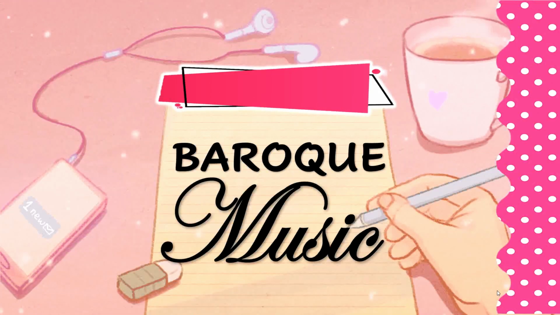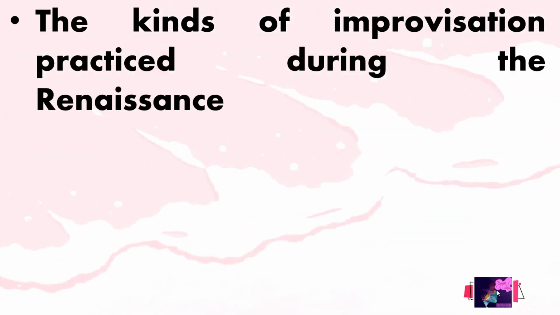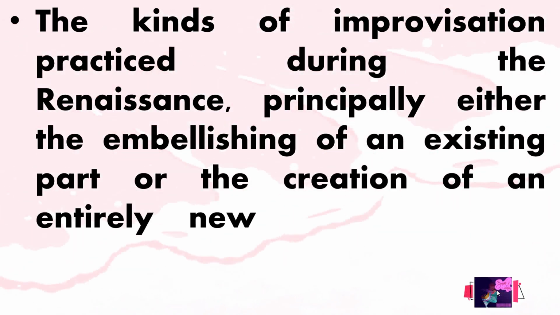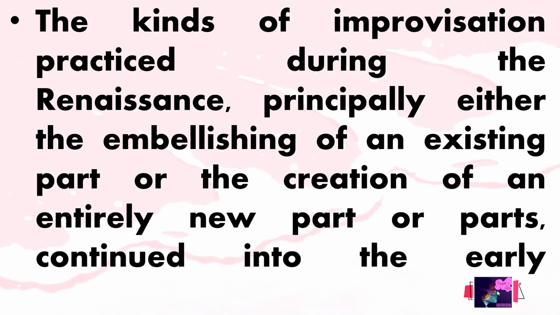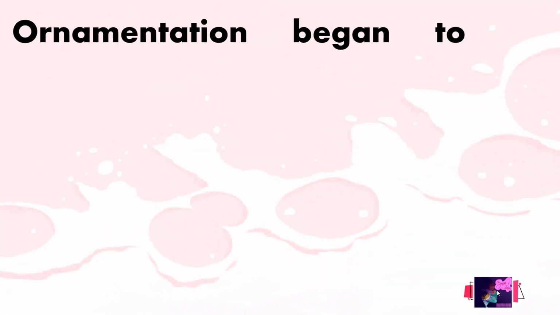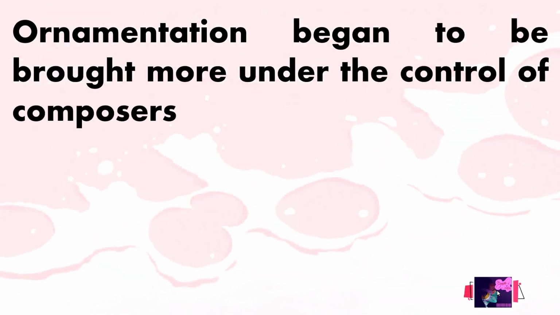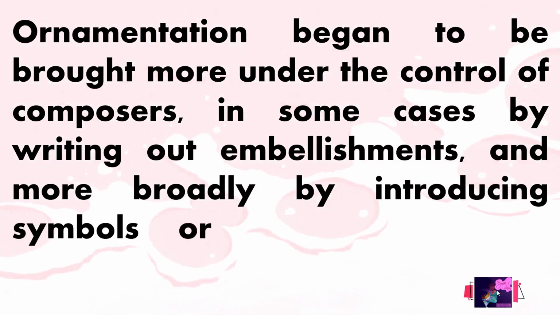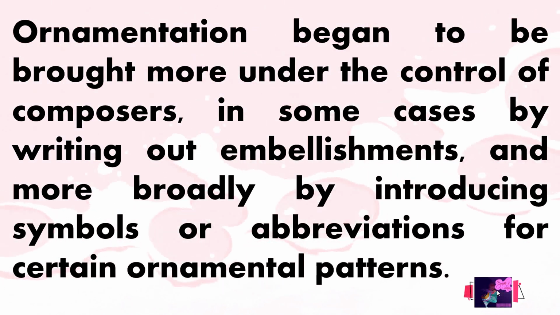Let's now go to Baroque music. The kinds of improvisation practice during the Renaissance, principally either the embellishing of an existing part or the creation of an entirely new part or parts, continued into the early Baroque. Ornamentation began to be brought more under the control of composers, in some cases by writing out embellishments and more broadly by introducing symbols or abbreviations for certain ornamental patterns.